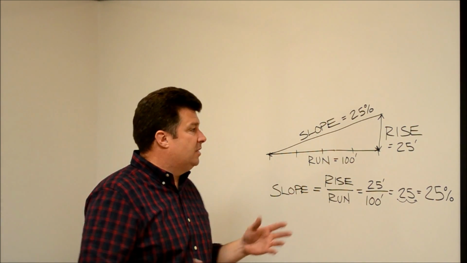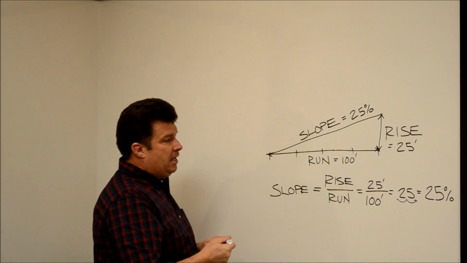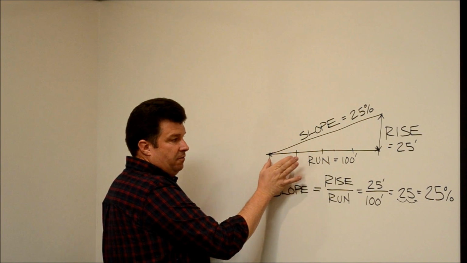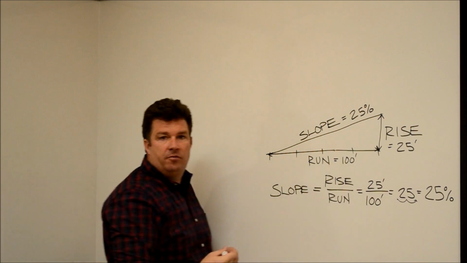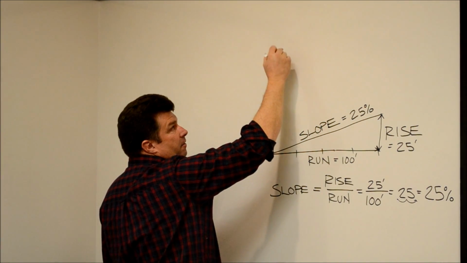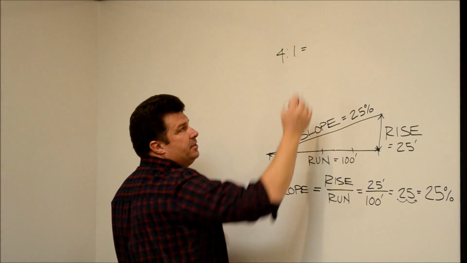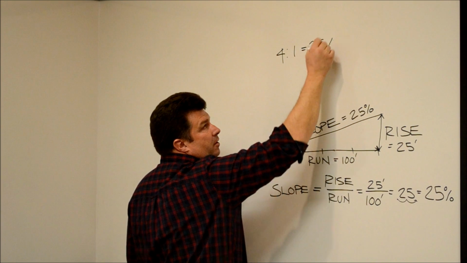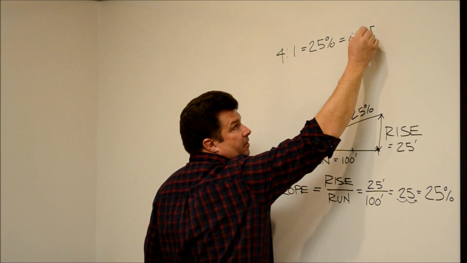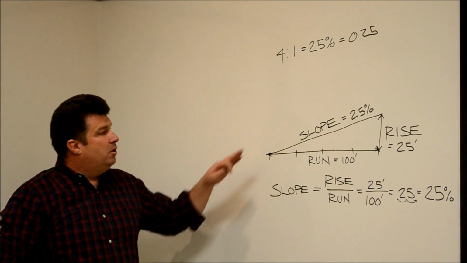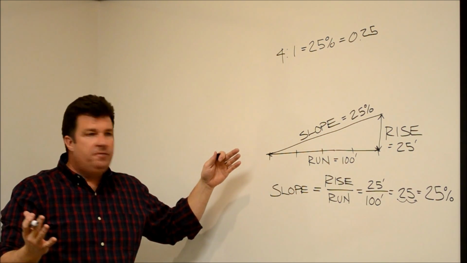Common to our industry, for example, instead of talking about a 100-foot run, guys will talk about this in units of 4. So this is 4 units of run and 1 unit of rise, and they'll talk about that in a 4-to-1 slope. That is the same thing as 25%, which is the same thing as 0.25 slope.